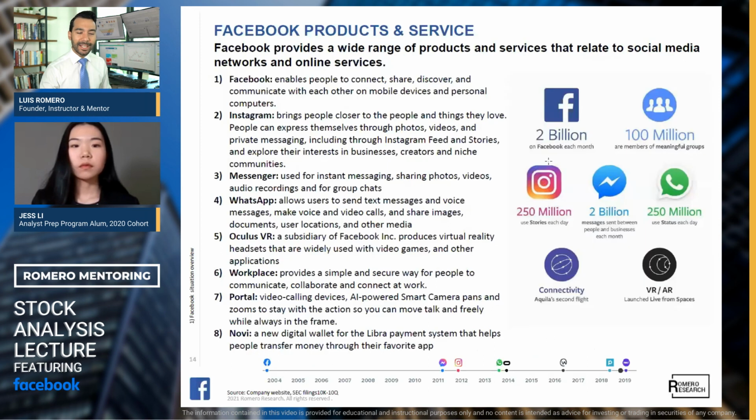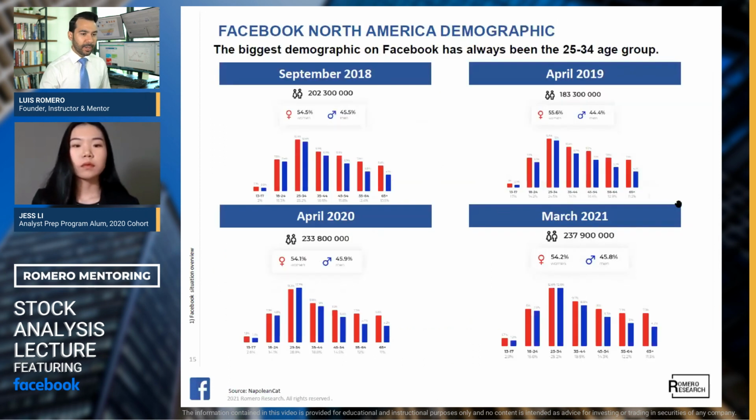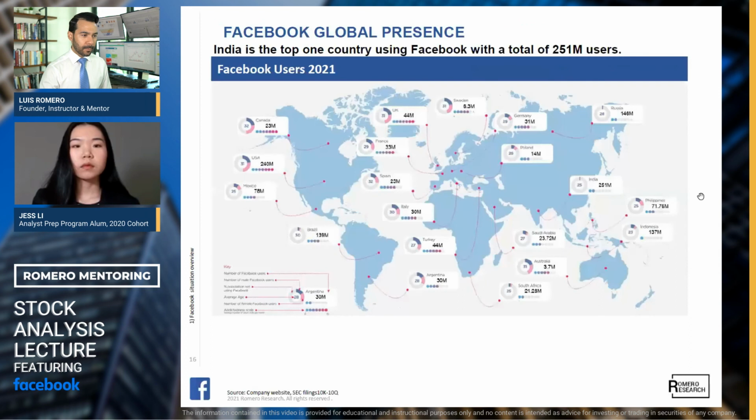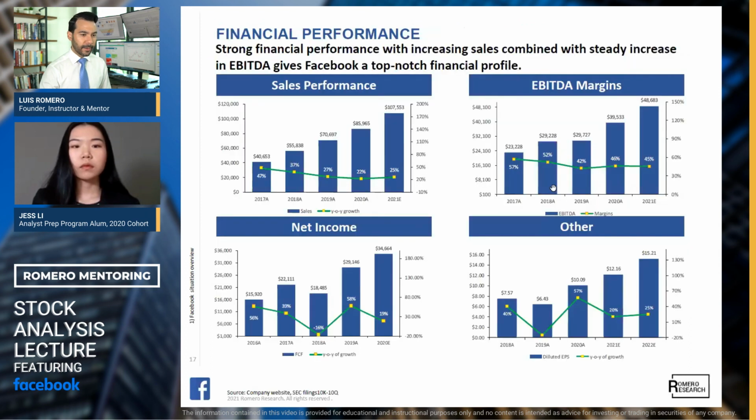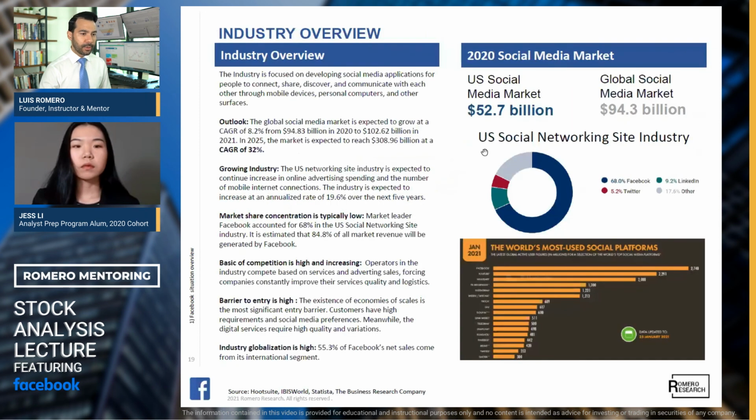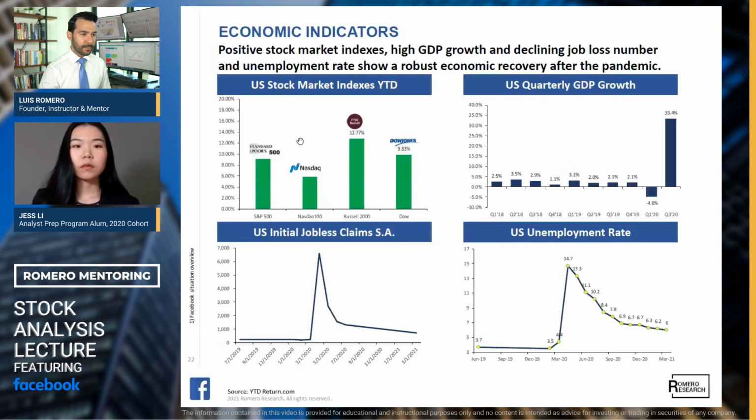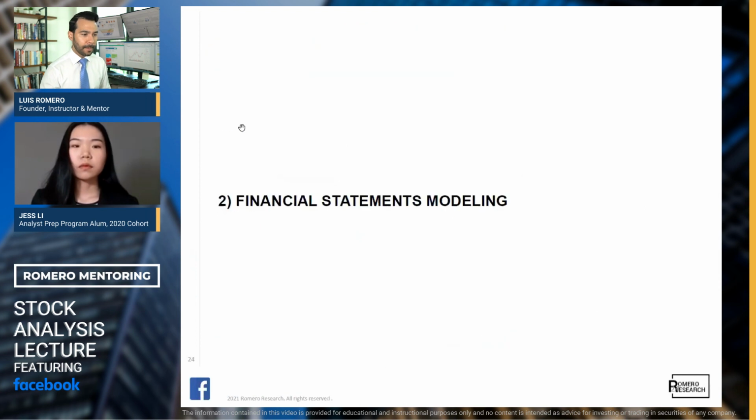So this is a company profile slide. This is all part of the due diligence process. Here's all of the assets that they own: WhatsApp, Instagram, VR, AR, connectivity. I know they also own Oculus. This is Facebook's North America demographic users, and their global presence, all of the users globally. Then financial performance, annotated stock chart, industry overview, competition, economic indicators. Remember, I talked about understanding the situation of the economy: what's the environment that they're operating in? And then the financial model, the technical skills.